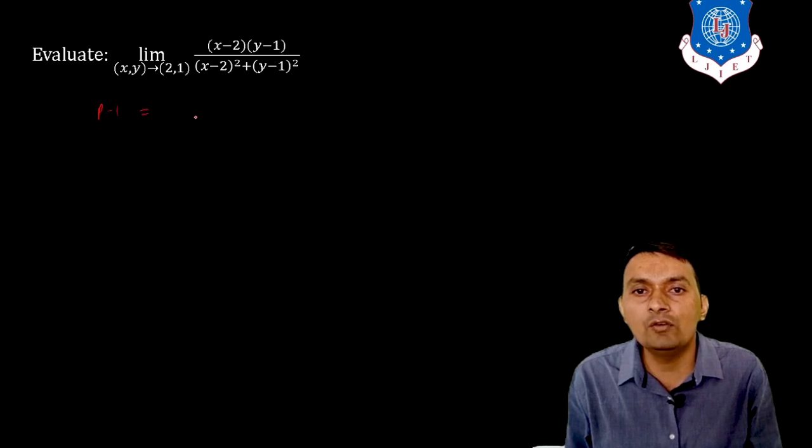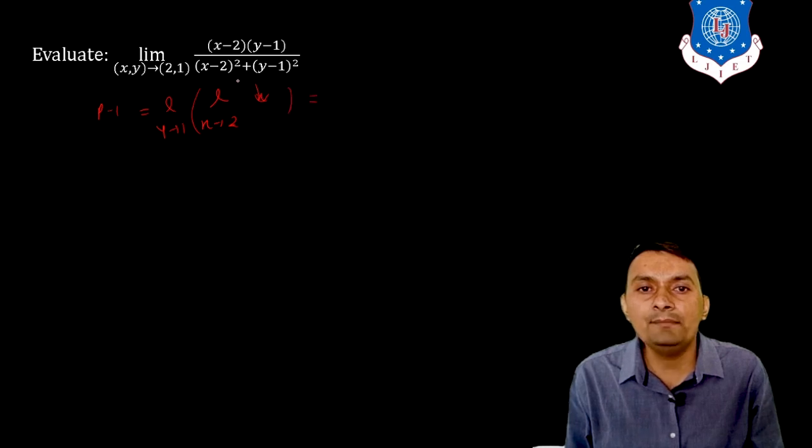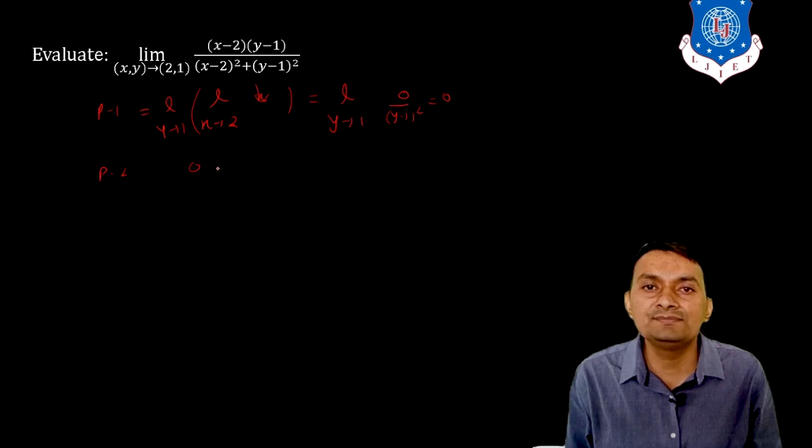Let me show first. Path number 1: what are you going to consider? Limit x tends to 2, and then after that we consider y tends to 1. I'm not writing the function here, but when I put x equal to 2, what are you going to get? Limit y tends to 1, and this will be 0 divided by (y minus 1) square, which is exactly 0. If I observe path number 2, first I assume that limit y tends to 1, and still what do we get? The answer is 0. Both have the same answer.